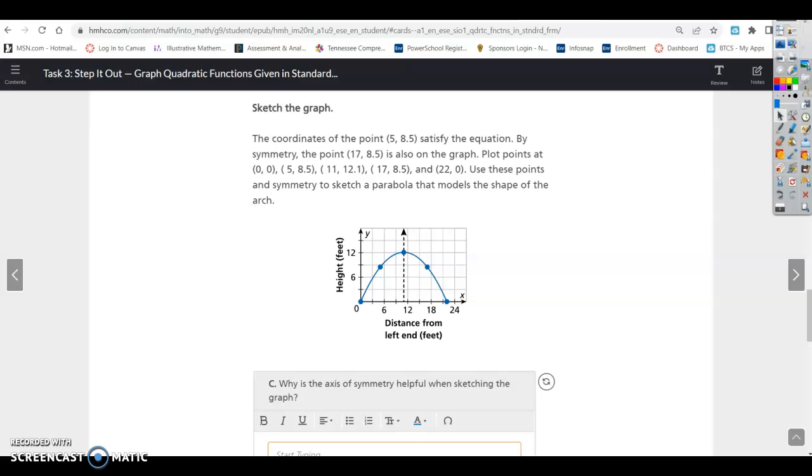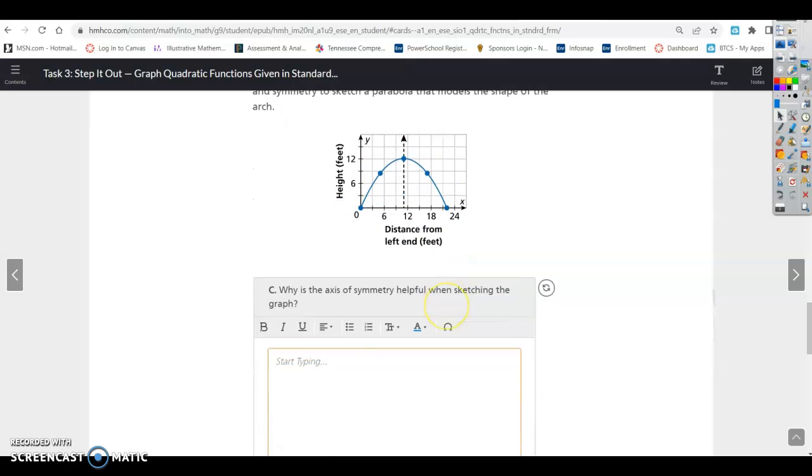All right, sketch the graph. The coordinates of the point 5 and 8.5 satisfy the equation. By symmetry, the point 17 and 8.5 is also on the graph. Plot points. So there's 5 points here. You can see there's 5 dots that identify with these 5 points here. So use these points and symmetry to sketch a parabola that models the arch. So once you have the points, you just easily sketch the curve.